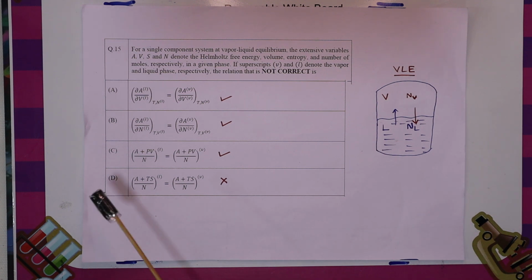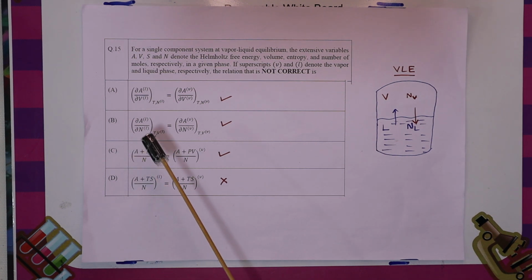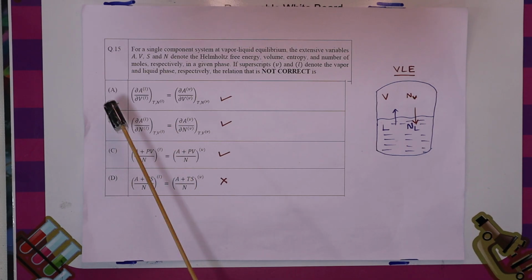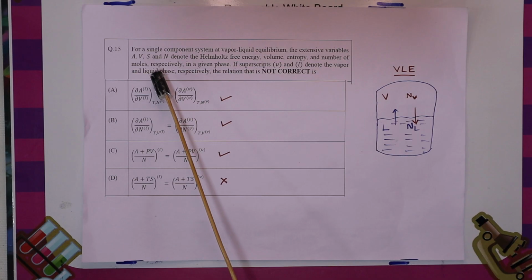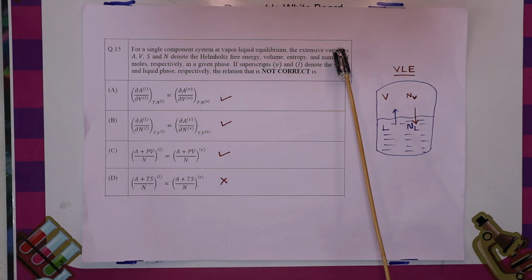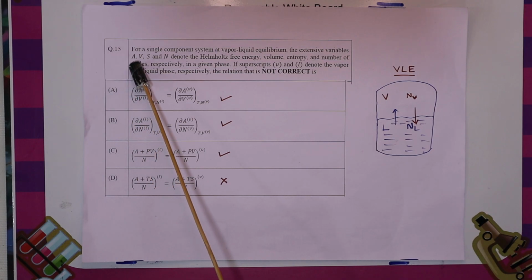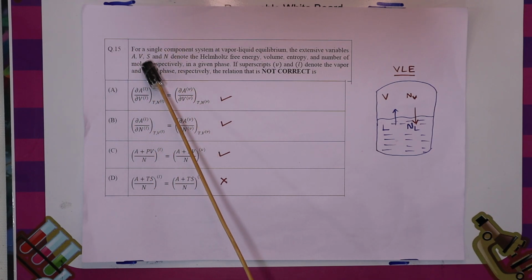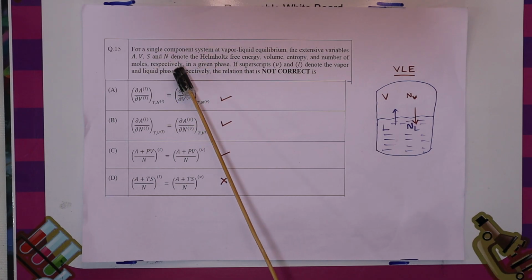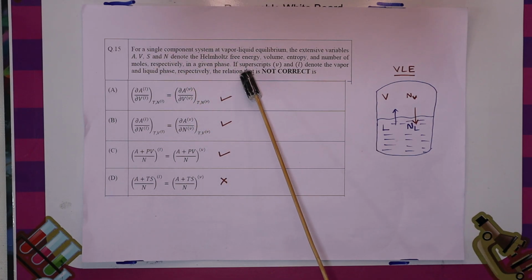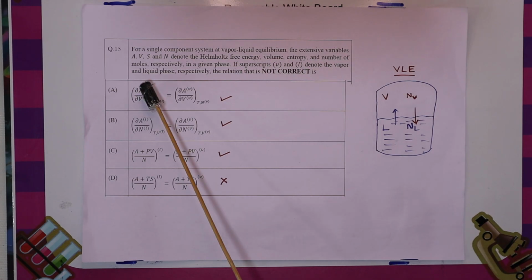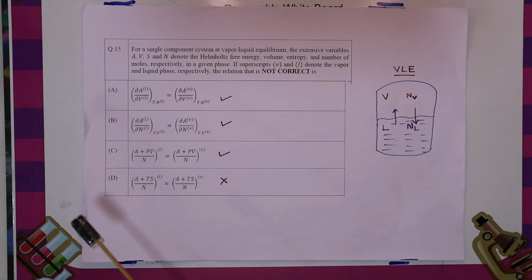Hi students, let us try to solve thermodynamics problems of GATE 2022. It is given for a single component system at vapor-liquid equilibrium, the variables like Helmholtz free energy, volume, entropy, and moles are denoted respectively. The subscripts V and L denote vapor and liquid phase respectively.